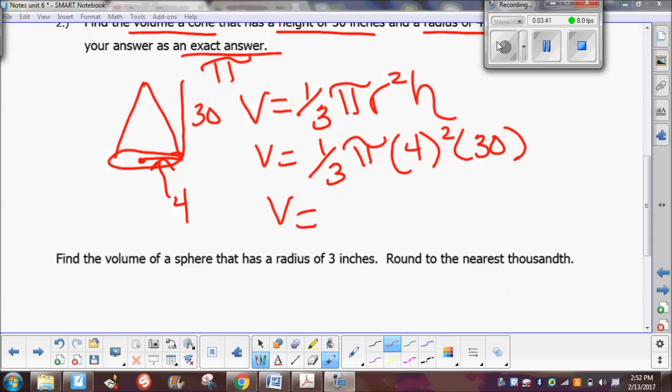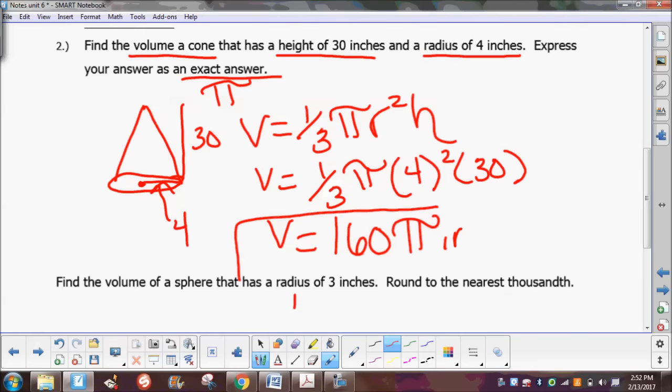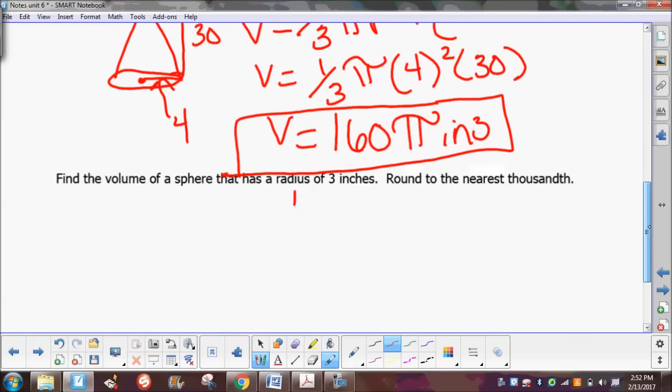So I'm going to say 16 times 30, and then I'm going to divide all of that by 3, or multiply by 1/3, and we are going to end up with 160 pi. And do they give us units in this one? Yep, it sure does. Inches cubed. So volume, cubic inches.